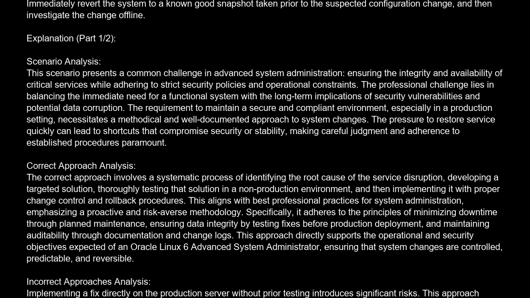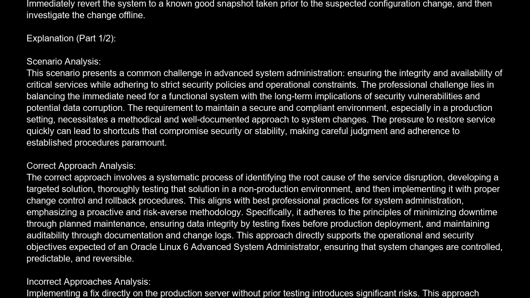The correct approach involves a systematic process of identifying the root cause of the service disruption, developing a targeted solution, thoroughly testing that solution in a non-production environment, and then implementing it with proper change control and rollback procedures.